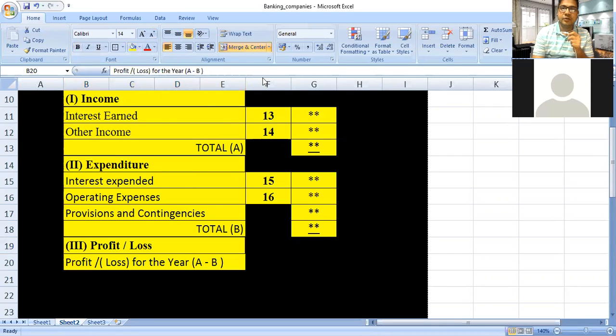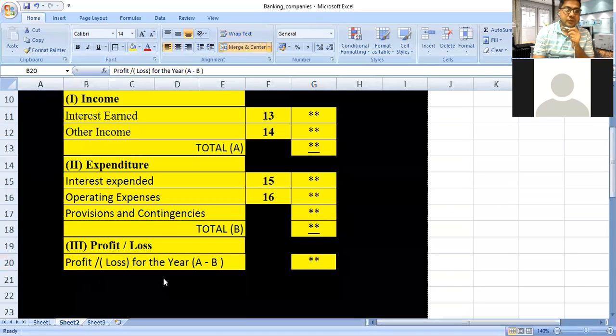We have to write the profit for the year, and sometimes the loss for the year. How will we calculate profit and loss for the year? Total A minus total B, whatever amount comes, is considered the profit for the year. For the year means the current year profit, and this particular profit we have to consider while preparing the profit and loss account.